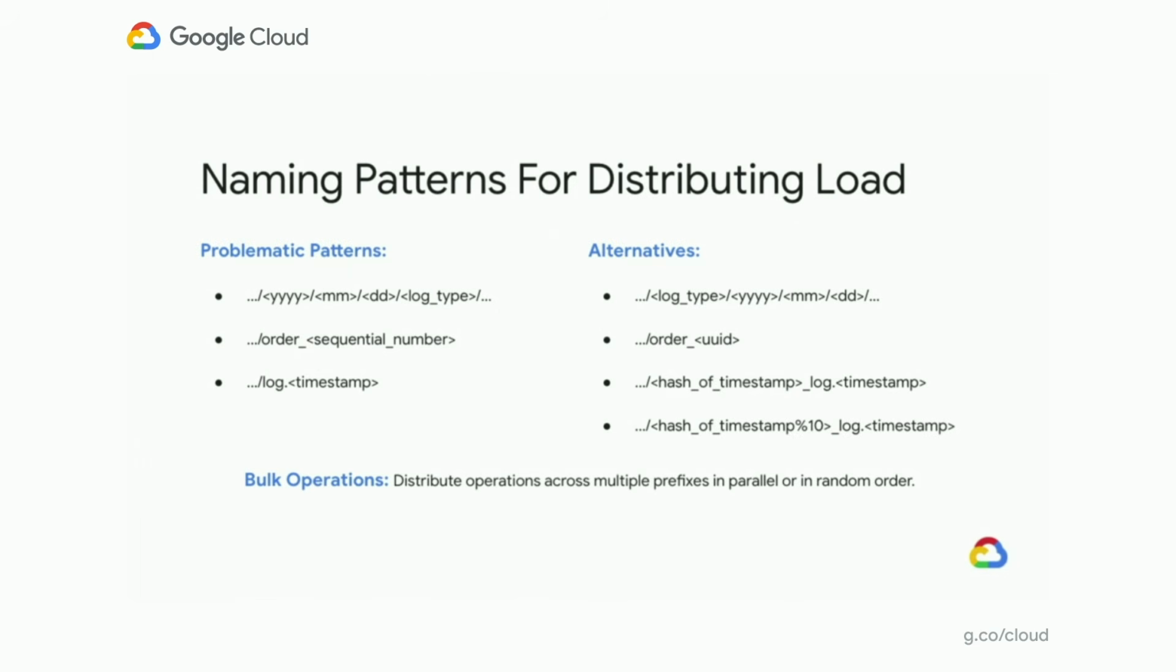evenly. So, to summarize, we talked about some common use cases of cloud storage, shared some best practices on how to pick the right storage class and location type, and finally shared some tips on how to get the best performance and scalability out of cloud storage.